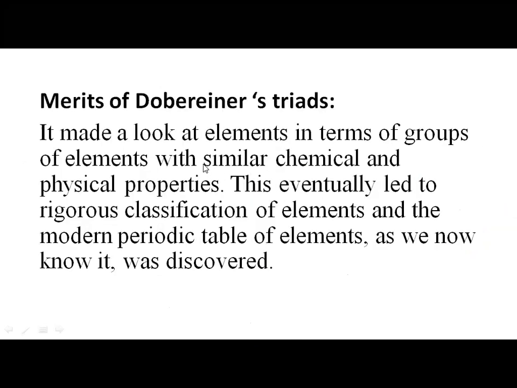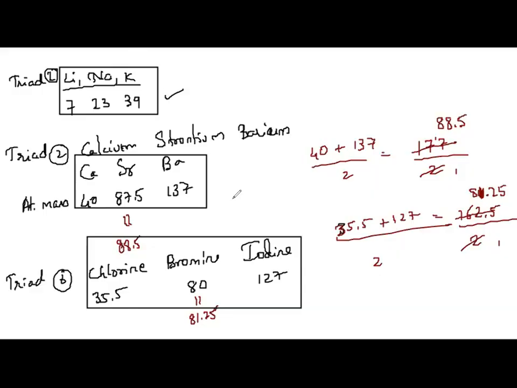So what are the merits of Dobereiner's law of triads? It made us look at elements in terms of groups of elements, that is, three elements, triads, with similar chemical reactivity. So what does this mean? When I showed you these triads of Dobereiner, 1, 2, 3, what does that mean? It means that lithium, sodium, potassium have the same chemical behavior. Calcium, strontium, barium have the same chemical behavior. Chlorine, bromine, iodine have the same chemical behavior.